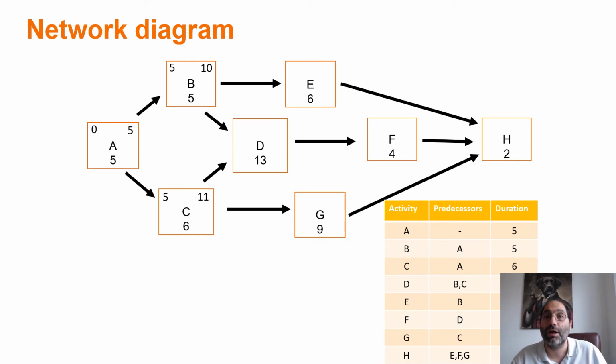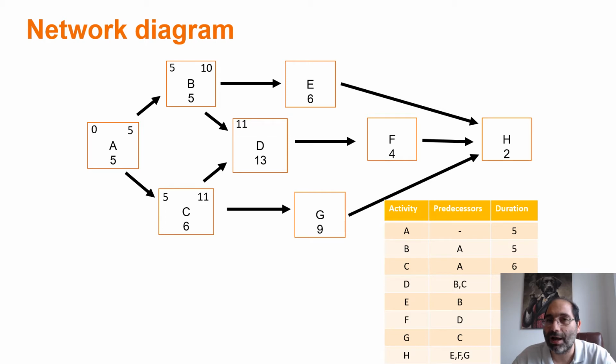Activity D has two predecessors, B and C. B has an early finish time of 10 and C has an early finish time of 11. Which one shall I use as the early start time of D? 10 or 11? A rule of thumb that is easy to remember is that when I do my forward pass, I always choose the highest number. Or when I complete high, I choose high. Remember, the early start is on the top left corner, so high. So I have 10 and 11, I choose 11.